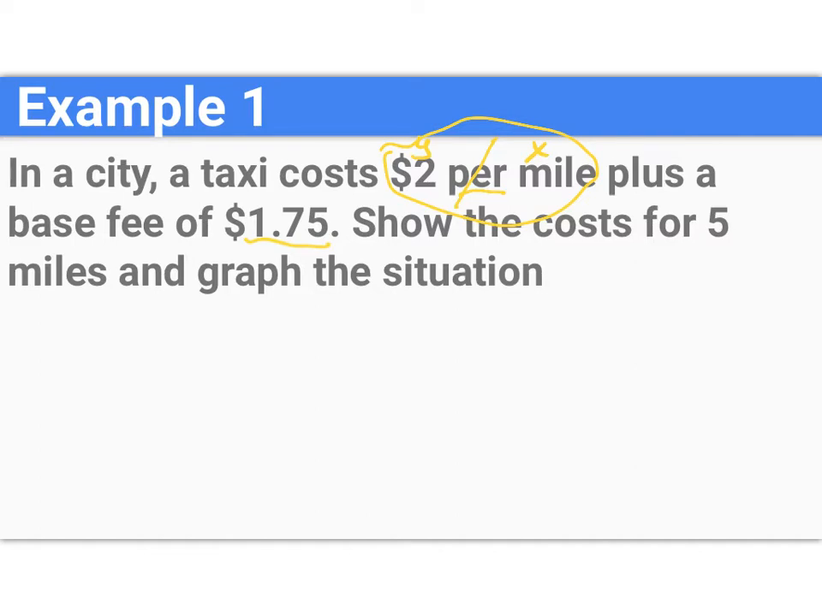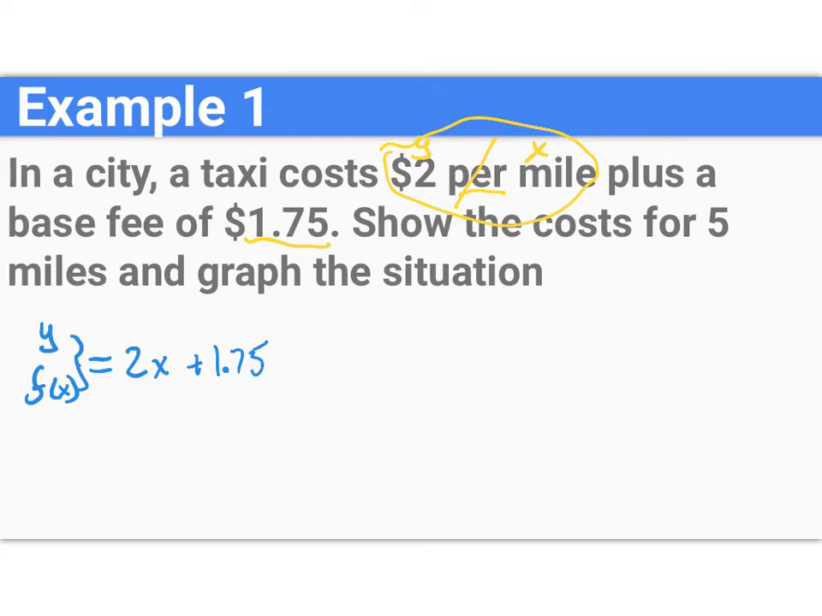Okay, so what does this mean? So that's the first thing we write in an equation. We're going to write y or f of x. Remember, y and f of x mean the same thing. Doesn't matter. All right, so what do we have? $2 is our rate. Our rate always multiplies to x, and then you add 1.75, your other term.